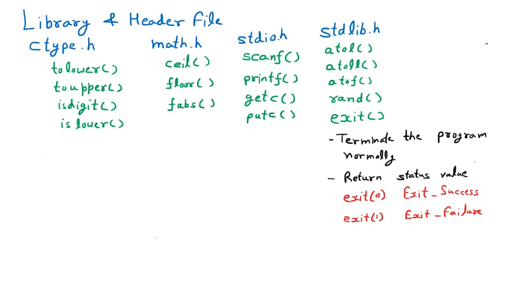If 0 is there, 0 means success. Any other integer, 1, 2, 3, means it is a failure. But yes, exit is the normal termination. Normal termination means everything is going to be done properly. It will also call the destructor.